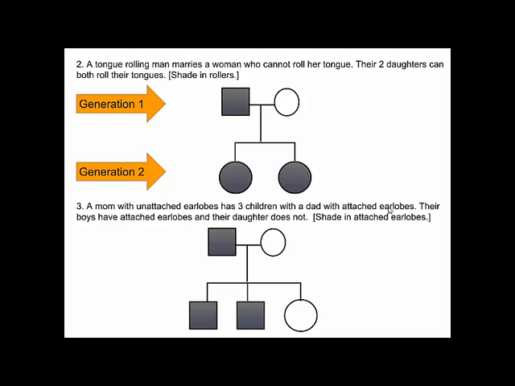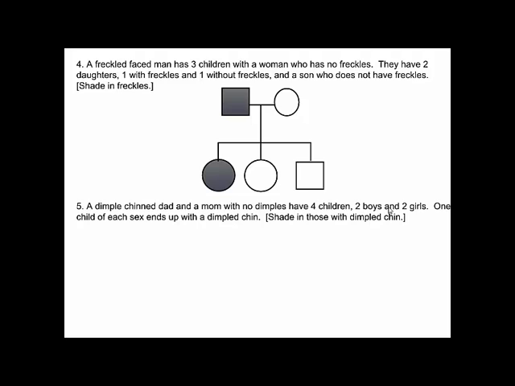Who'd like to do number 4? Shaded square connecting to a non-shaded circle, and then if you go down, it's a shaded circle, and then a not shaded circle, and a not shaded circle. Very good. Number 5.